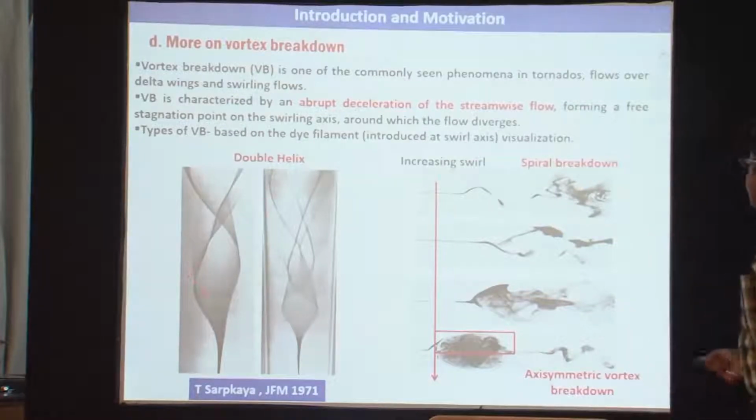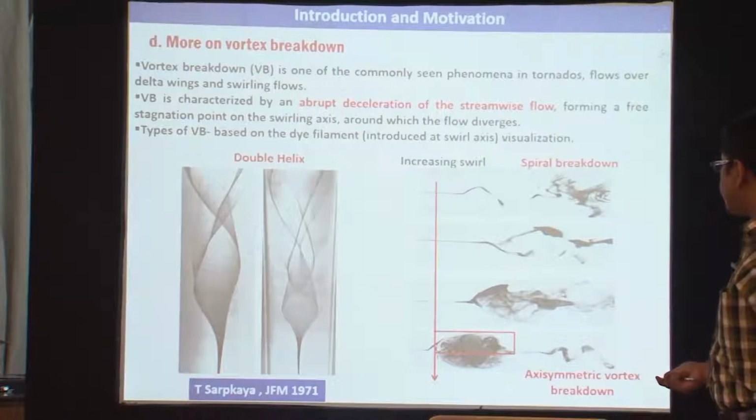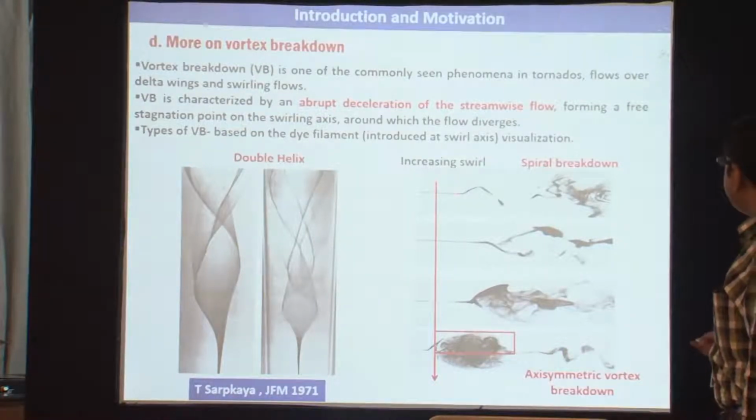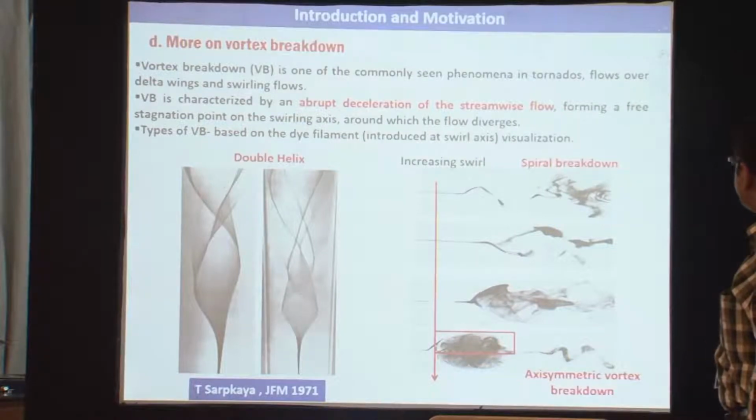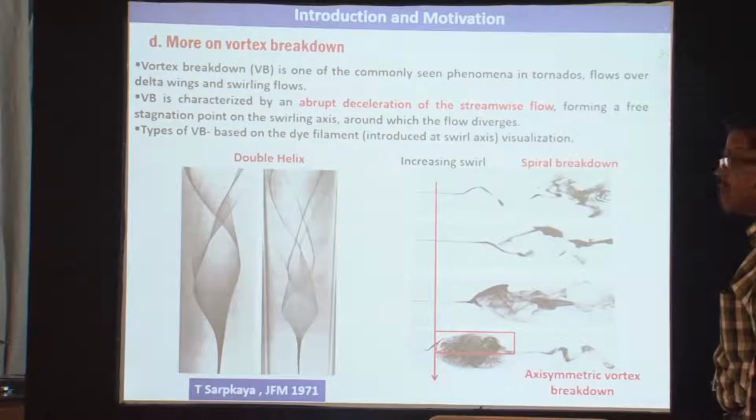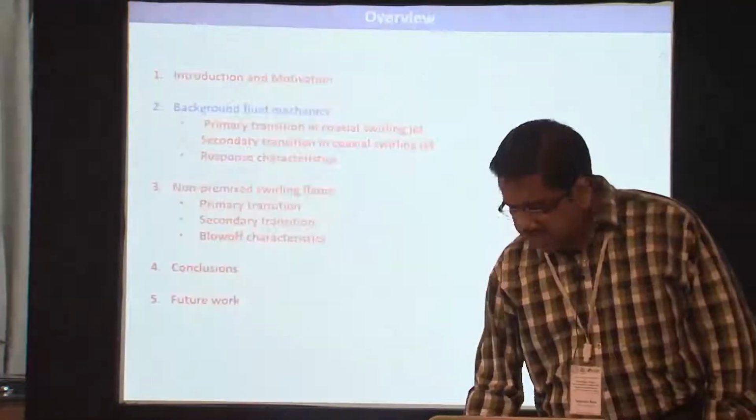Some more on vortex breakdown. It dates back quite a bit. There is a landmark paper by Sarpkaya in JFM in 1971, where you see an abrupt deceleration of the streamwise flow, and a stagnation point is formed here. This is an axisymmetric vortex breakdown structure. This is quite common and is what you see in the literature.